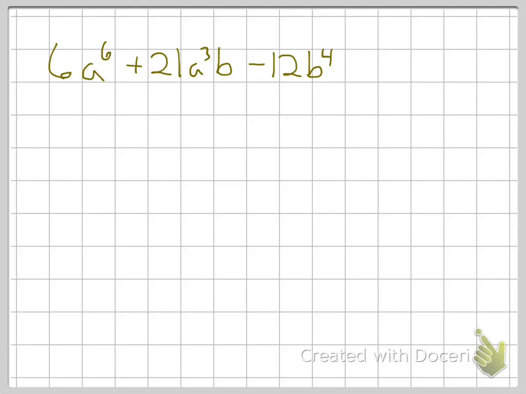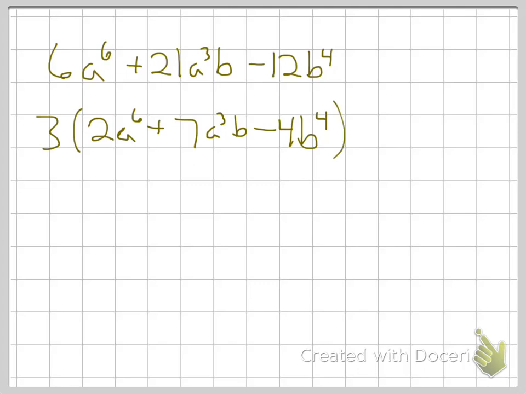We got some different exponents than what we've had. But starting from the beginning, do we have a greatest common factor? 3, right? Okay, so 2a to the 6th, 21a to the 3rd b, not 21, try 7, and minus 4b to the 4th.